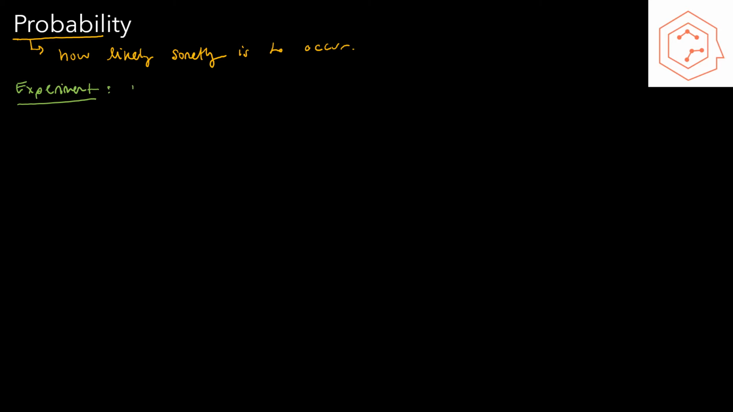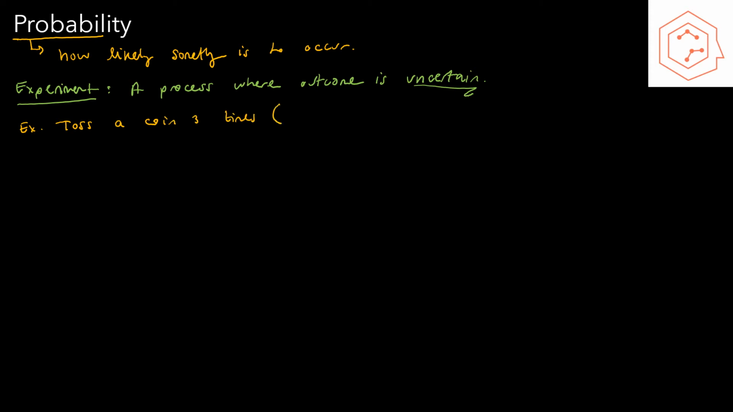So an experiment is a process where the outcome is uncertain. So as an example, let's say we're tossing a coin 3 times. And we'll say it's a fair coin, so it has an equal chance of landing heads and an equal chance of landing tails. So if we draw our tree diagram, on our first toss, we can land heads or tails.